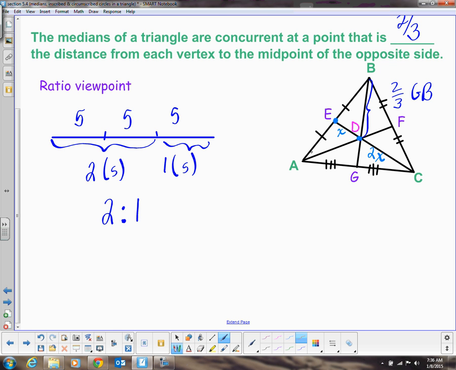So if I tell you that the distance from A to D is 6, what is this going to be? 3. Do you see 6 is made up of 3 and 3? Are those 3 equal pieces? Yes? And this segment from the vertex to the point of concurrency takes 2 of those, or 2/3. I got some more examples.